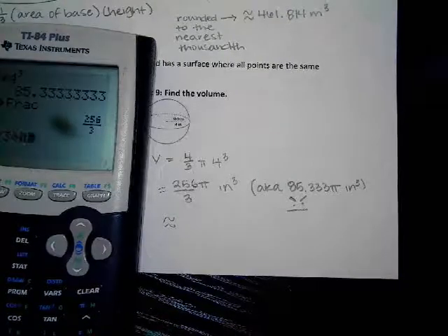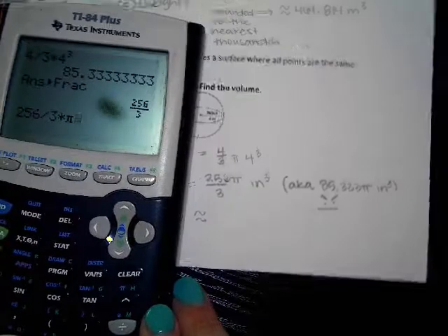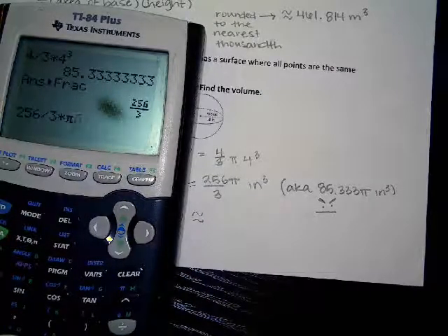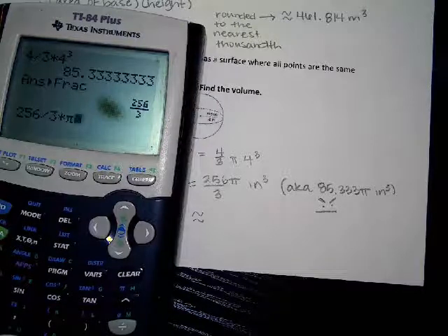Okay, 256 thirds times pi. What's our approximate answer? Anybody? So it's a little bit more than 256.